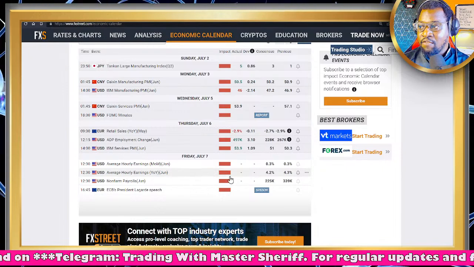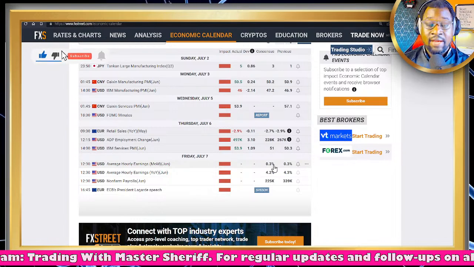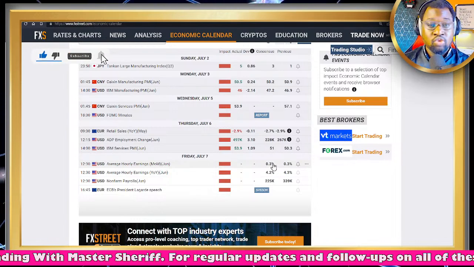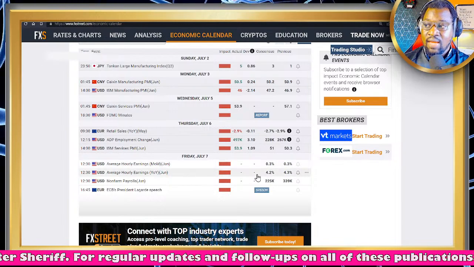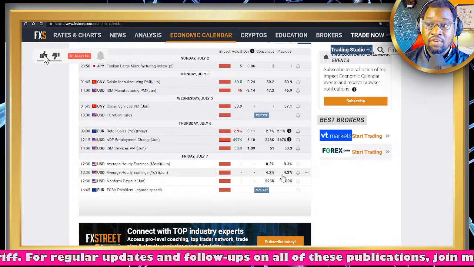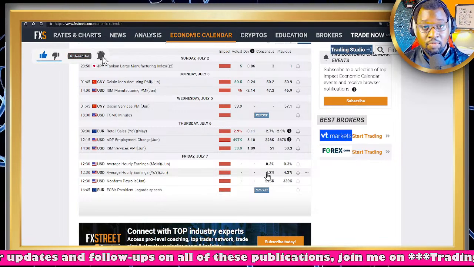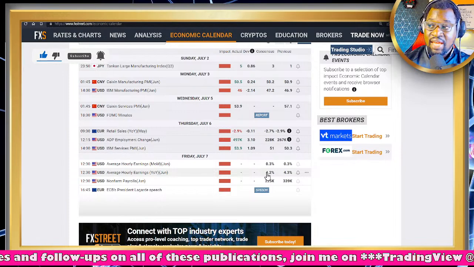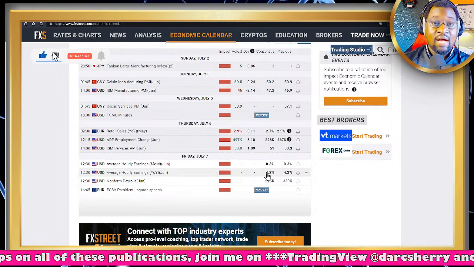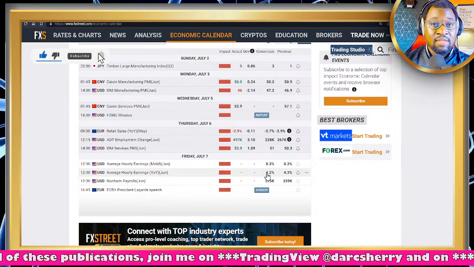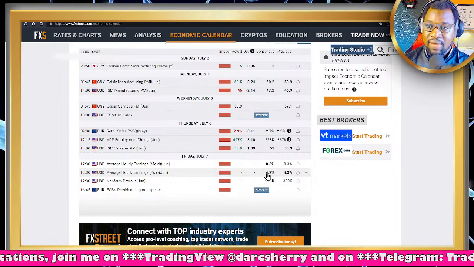Now, from the previous data we have here, it's 0.3%, and economists are projecting that it could still come in at 0.3%. For the year on year, we have 4.3% as the previous data, and 4.2% as the economic projection for today, which is a little bit on the downside. So we are going to be looking forward to see what the actual data is going to be like. Will it be just as expected, below expectation, or even beyond expectations?